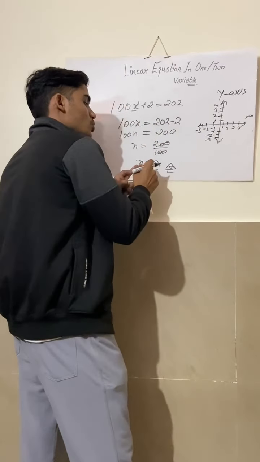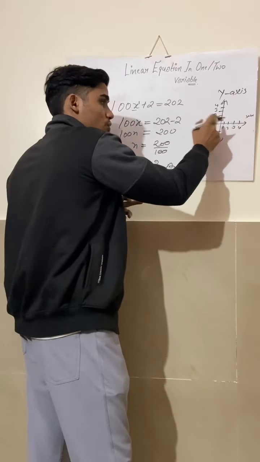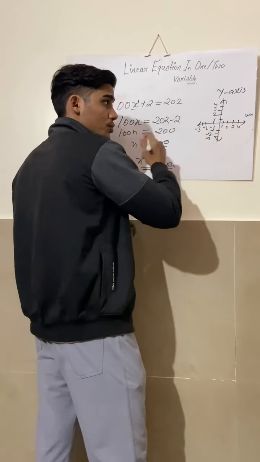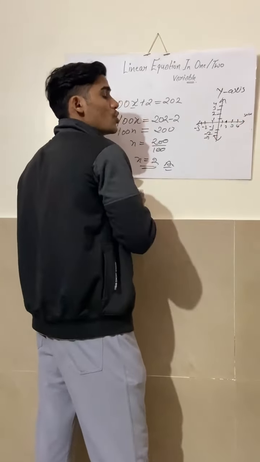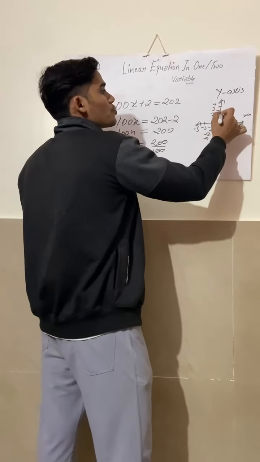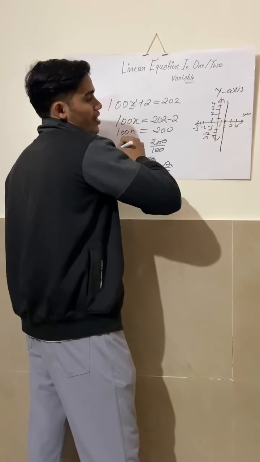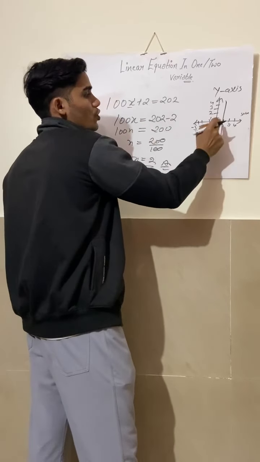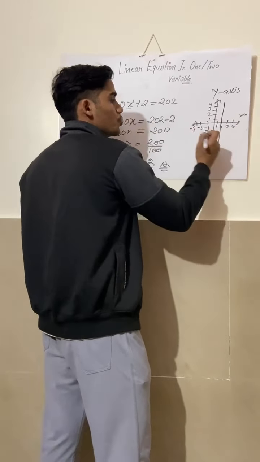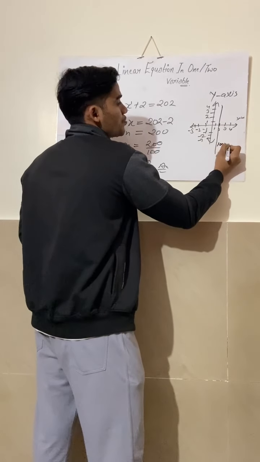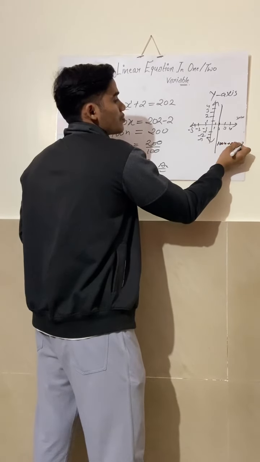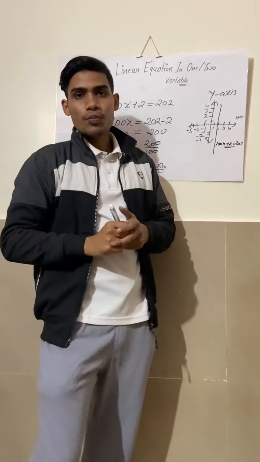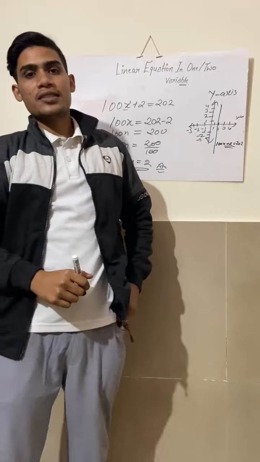Okay, we just need to locate the solution of this equation onto this graph. x is equal to positive 2. Here is x equal to positive 2. We just need to draw a line over this point. Okay, now this is the line represented by this equation whose solution is x equal to 2. Now I hope the linear equation in one variable is clear to you.